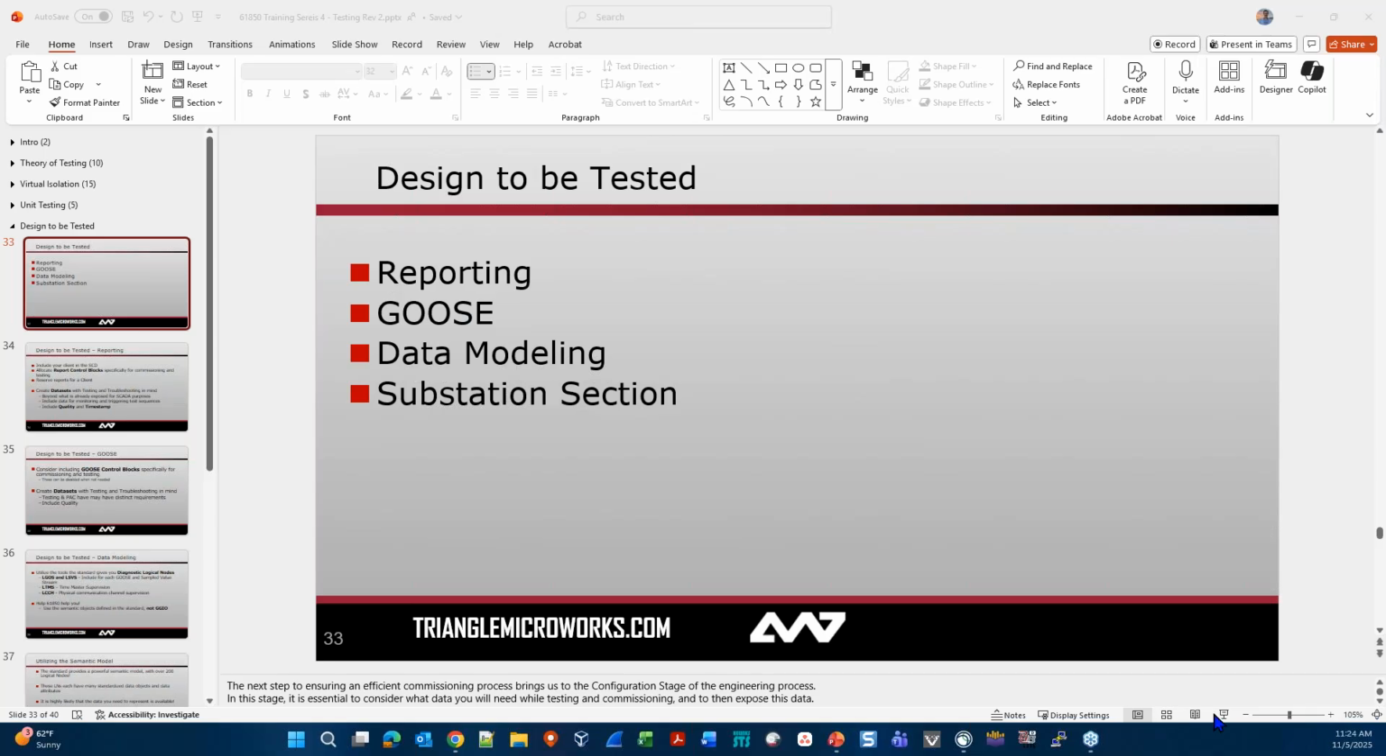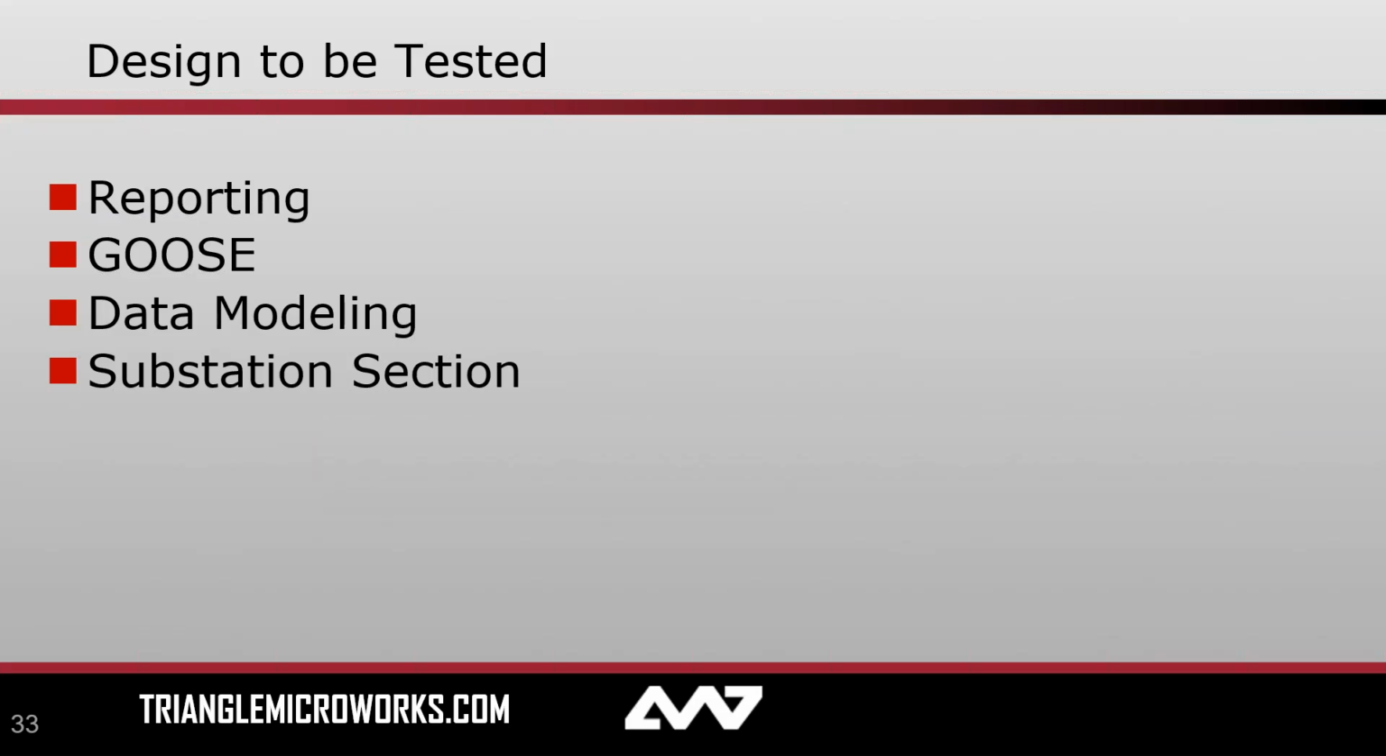All right, so I'm going to end today with a soapbox that you guys might have heard me speak about before. It's something that is near and dear to my heart, and that is designing to test. The goal here is to instruct everyone about some of the best practices, things that are in your control when you're designing a system, whether it's top down or bottom up, that will pay dividends down the line when it comes time to test and validate. These fall into a couple different camps of things that you can do. So I'll talk about reporting, best practices there, Goose, data modeling, and finally the substation section.